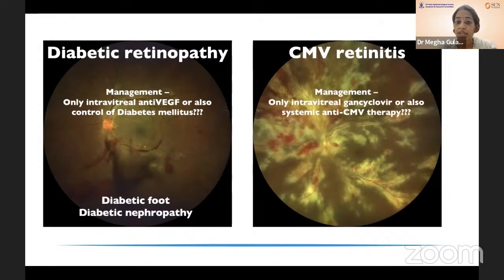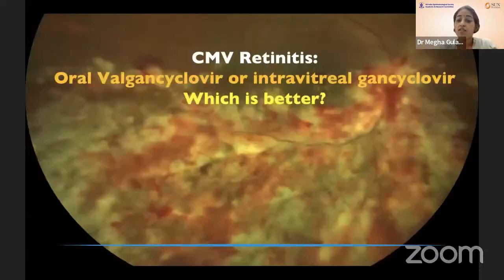Should it be only intravitreal ganciclovir, or also systemic anti-CMV therapy, because whether the patient is HIV or non-HIV, there is a risk of extraocular CMV involvement? So let's start. This question does not hold valid; the option of 'or' should not be there, but let's see which is better. I will answer this question with the help of four questions.